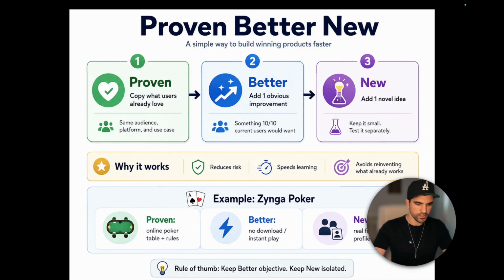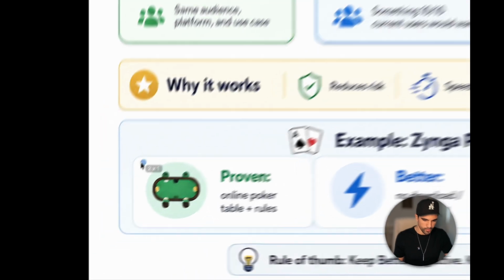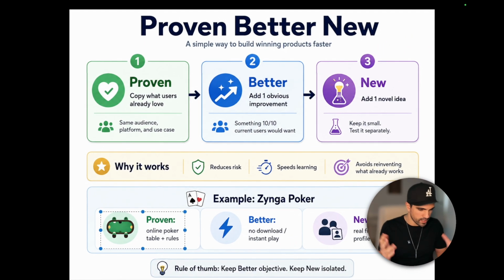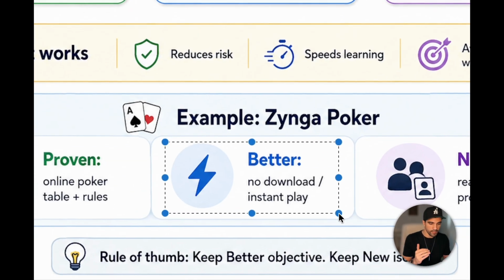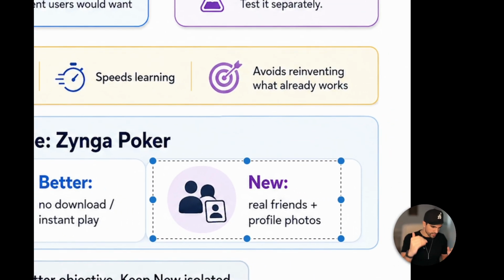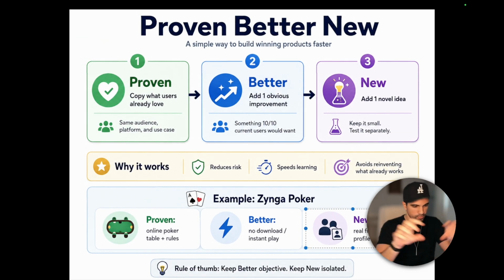And it's a good demonstration of Proven Better New because the proven part is he didn't redesign poker, right? So it was the same table, the same rules, everything the same as poker. The better part was it was not a game you had to download. You could just press play and you would play instantly on Facebook. And the new part was you could actually see real people that you were playing with. You could see their profile pictures. It was on Facebook. This was all new at the time.